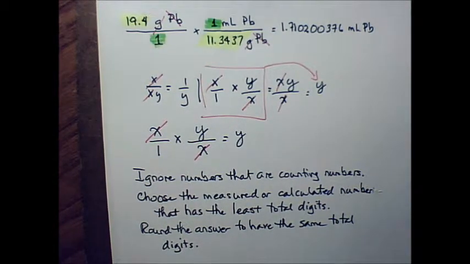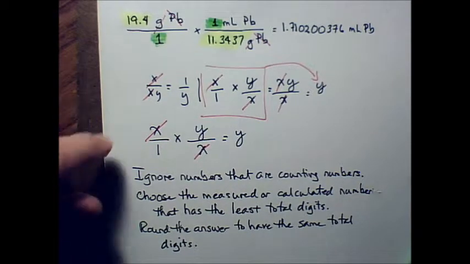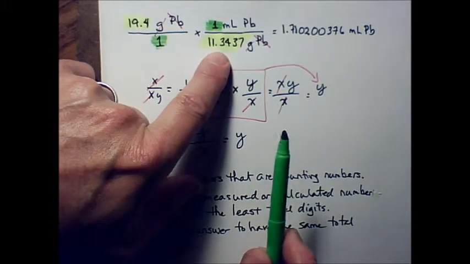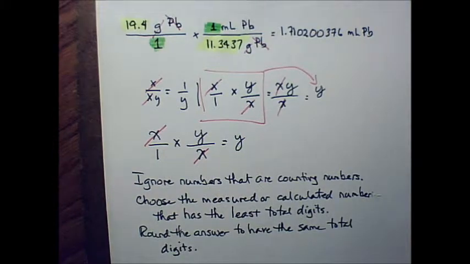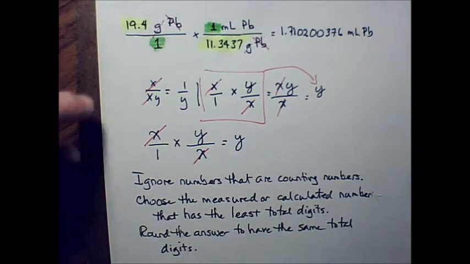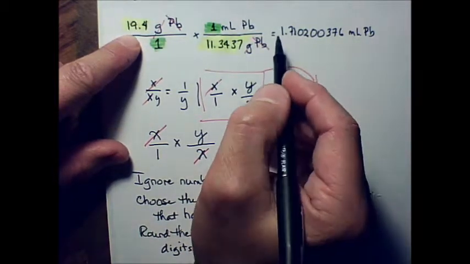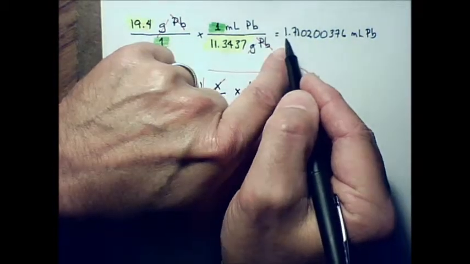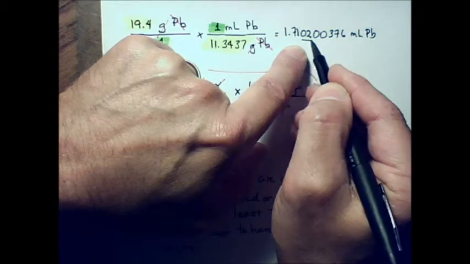Okay? So all the numbers I highlighted in yellow, which one has the least total digits? 19.4. Right, this has 3 digits. How many does this one have? 6. So this is the least, right? Okay. So we want our final answer to have the same number of digits as this one because it has the least number of total digits. So how many digits do we want this answer to have? 3. So we start with 1, 2, 3 digits, and we underline everything after that.